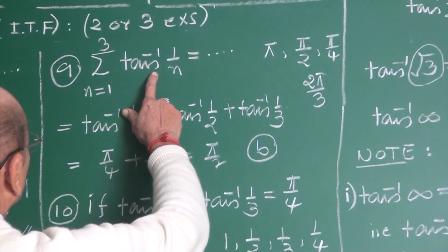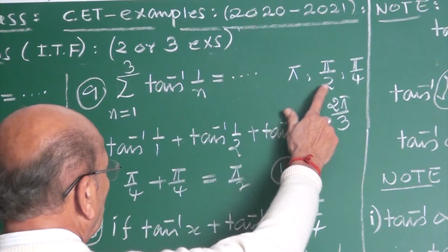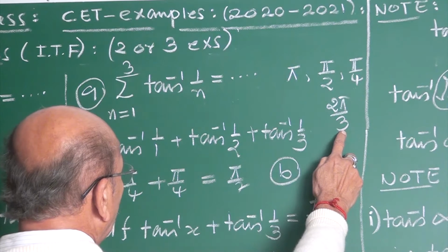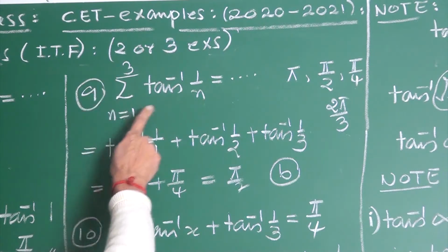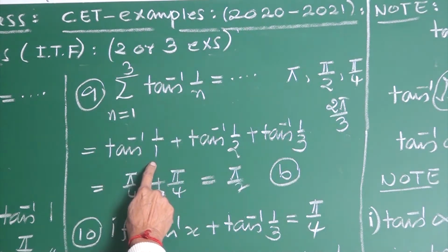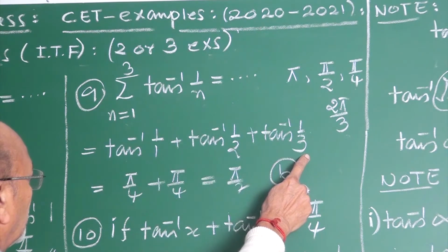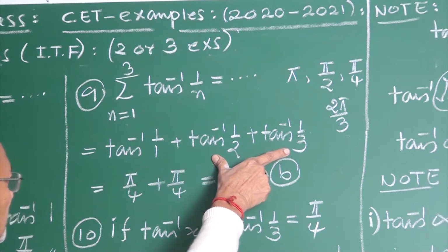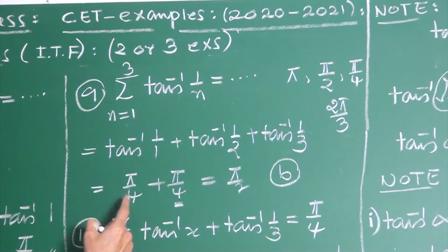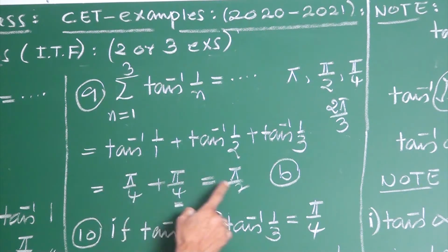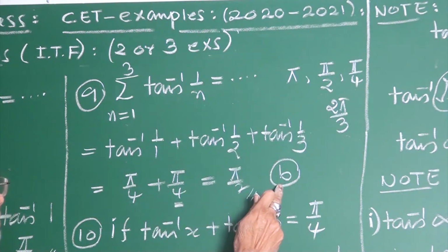Next. The value of summation tan inverse 1 by n equal to dash. Options: pi by 2, pi by 4, 2 pi by 3, and a fourth option. Put n equal to 1, n takes values from 1 to 3. Put n equal to 1, tan inverse 1. Put n equal to 2, tan inverse 1 by 2. Put n equal to 3, tan inverse 1 by 3. Again your standard result: 1 by 2, 1 by 3 is pi by 4, and tan inverse 1 is pi by 4. Pi by 4 plus pi by 4 is pi by 2, then which option is the answer? B. Pi by 2 is B.